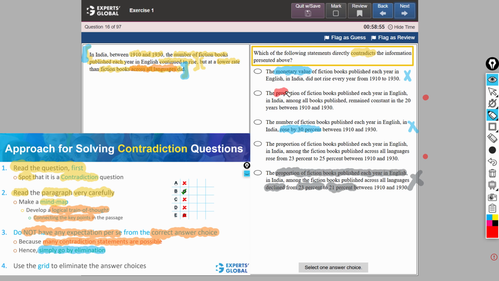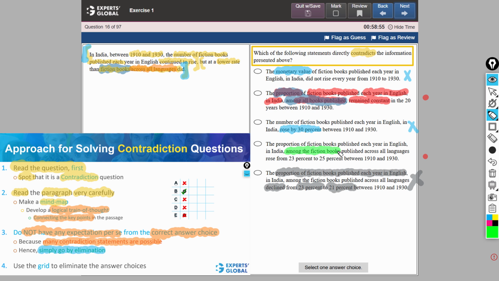If the proportion of fiction books published each year in English in India among all books published remained constant during the set period, one may think that it is contradicting the argument, but there is a small problem here, which is that this answer choice talks about the proportion being out of all books published, whereas the argument is only about fiction books. Answer choice D talks about fiction books.